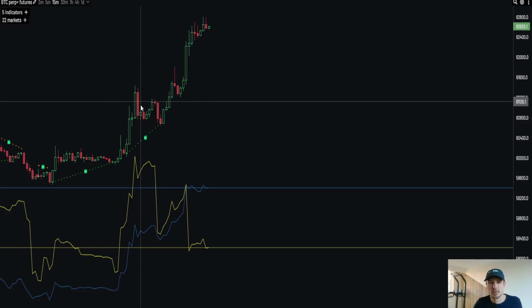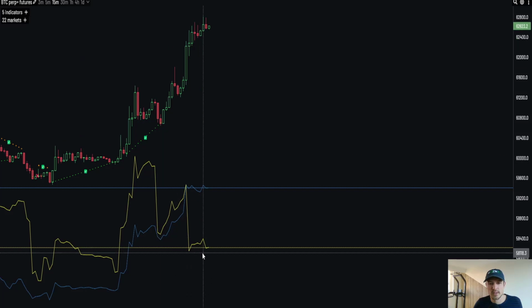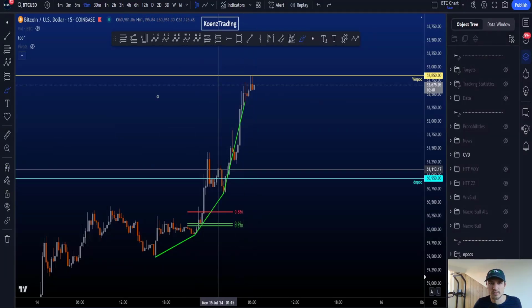Then we started ranging around the daily naked point of control. Again, more bullish CVD divergences. And then also here, a higher low in price, but look at yellow, lower low on the CVD. Once again, a bullish CVD divergence.